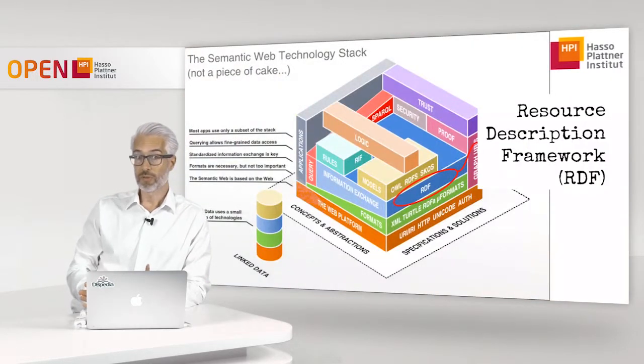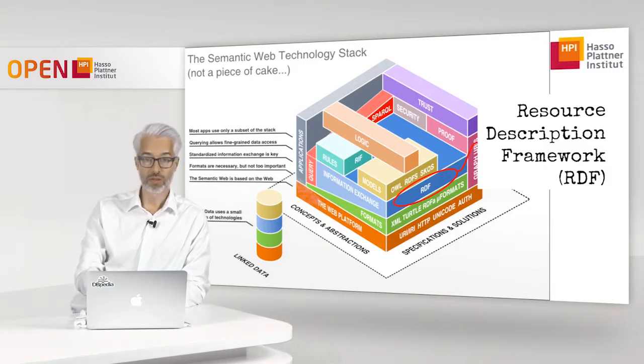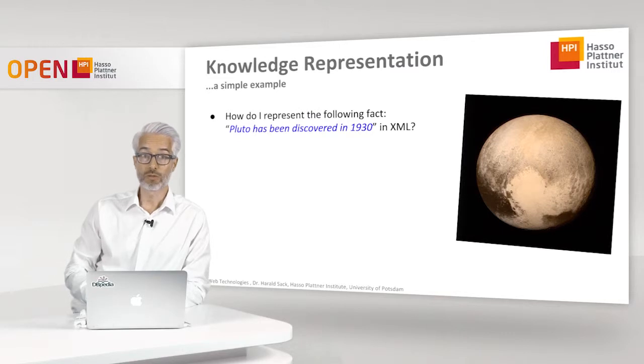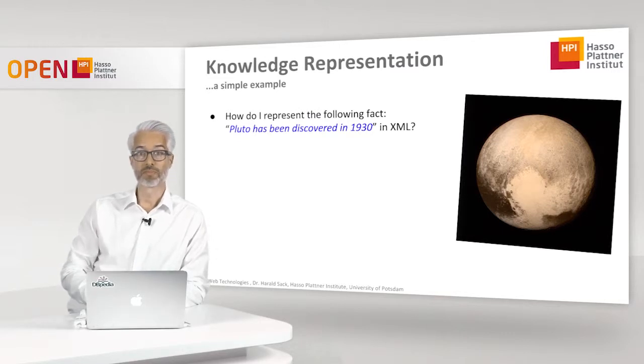So RDF is one of the main building blocks of the Semantic Web Technology stack. It's here in the information exchange layer. Every information you exchange here in the web of data, you encode with RDF, the Resource Description Framework. How to do that? Let's look at a simple example. So you might remember from the previous parts of the lecture, planet Pluto.